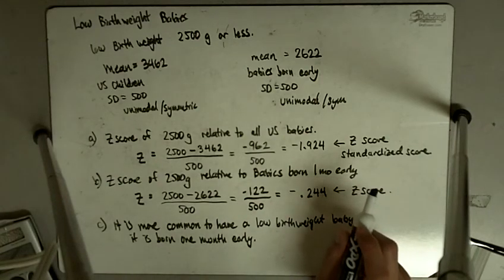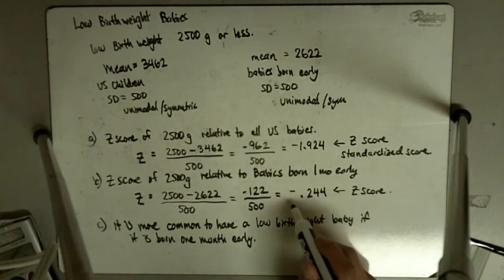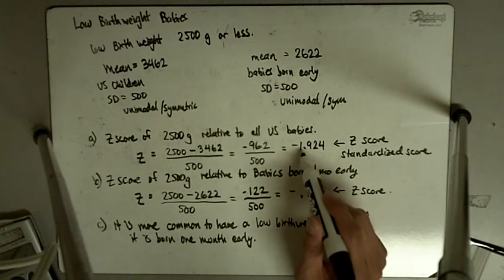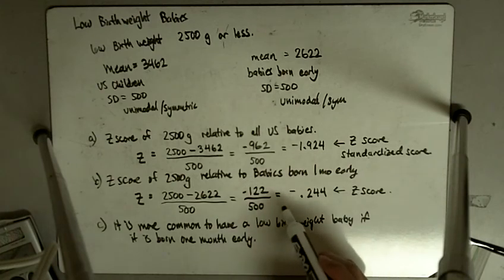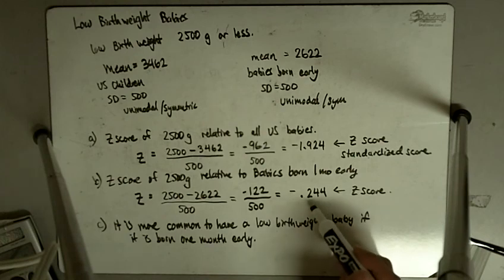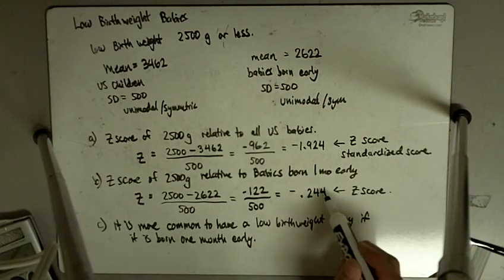It makes sense that babies born a month early are going to weigh less than babies born at full term. But we can see it when we look at the z-scores. Here the z-score is negative 0.244, and here the z-score is negative 1.924. So when we compare a low birth weight baby to babies born a month early, we're not that far from the mean. We're not that far from zero. We're only 0.244 standard deviations below the mean.